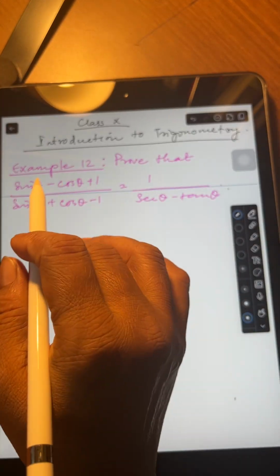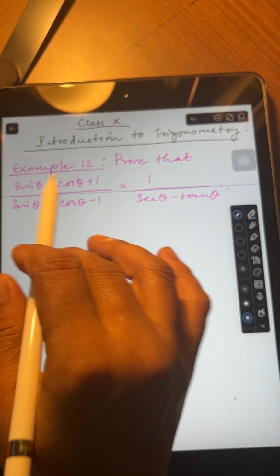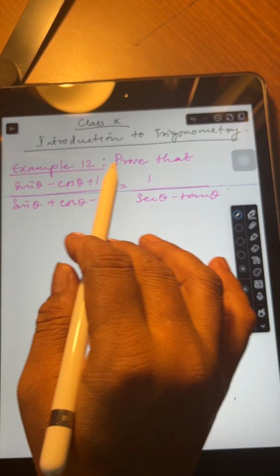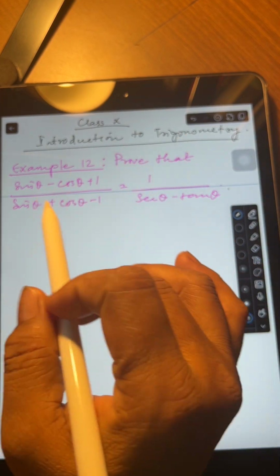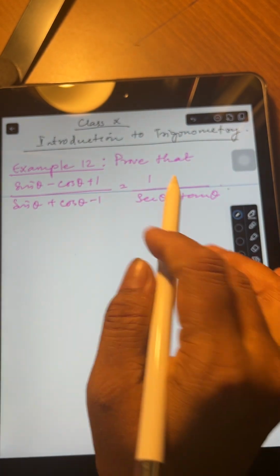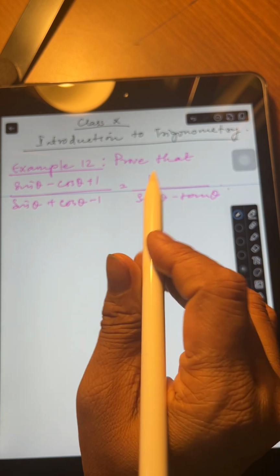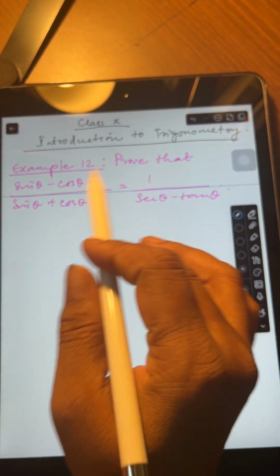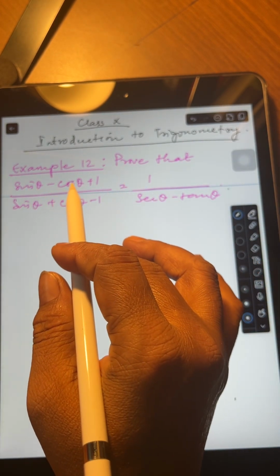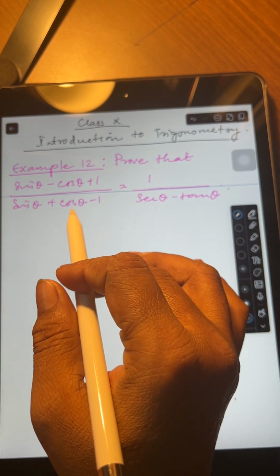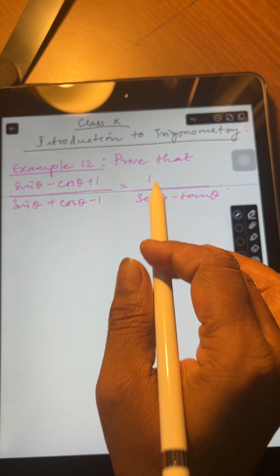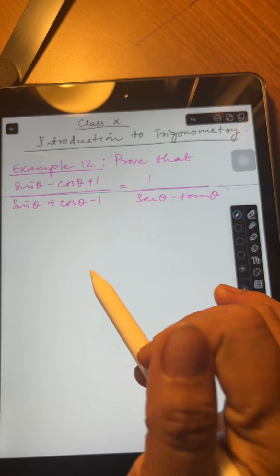Yeah, guys, this is picked from your NCERT book. This is example 12, trigonometry example 12. This is a very important question. This is a frequently asked question. So you see, prove that (sin theta minus cos theta plus 1) by (sin theta plus cos theta minus 1) is equal to 1 by (secant theta minus tan theta).